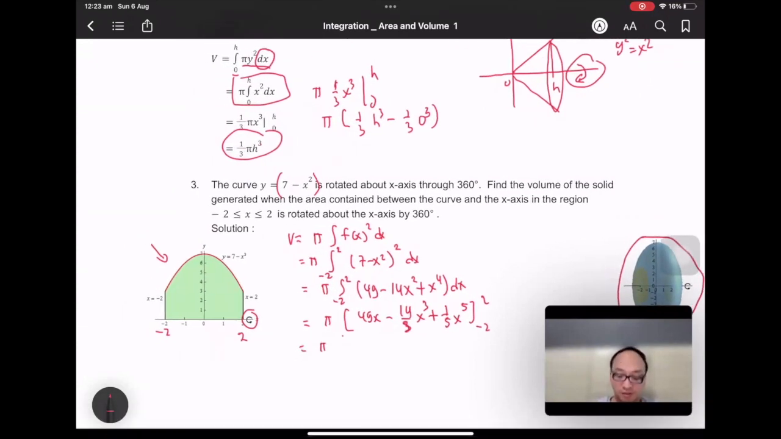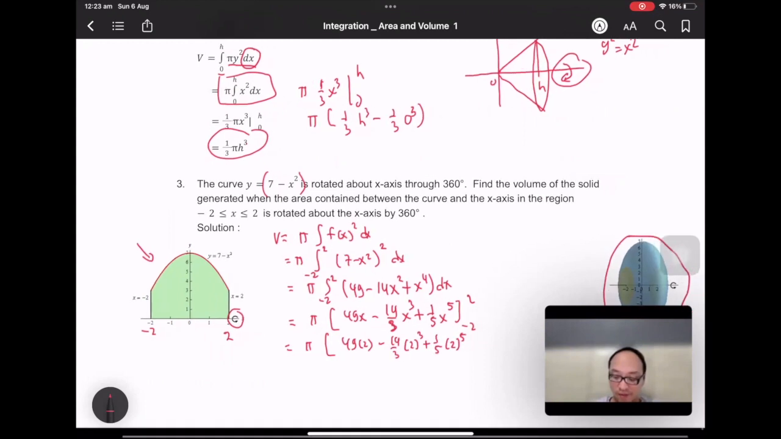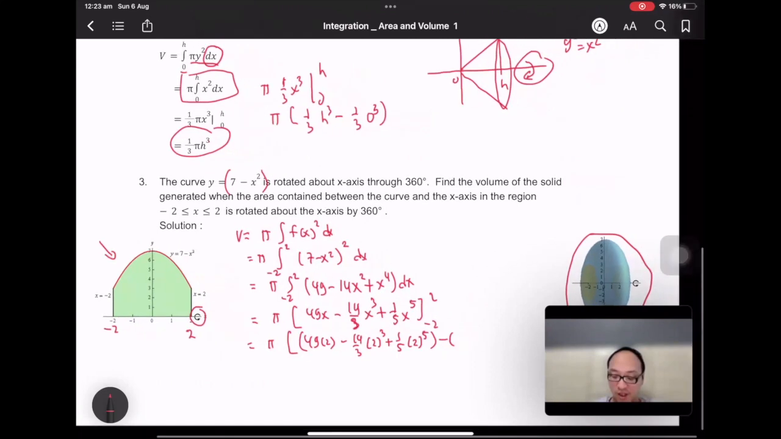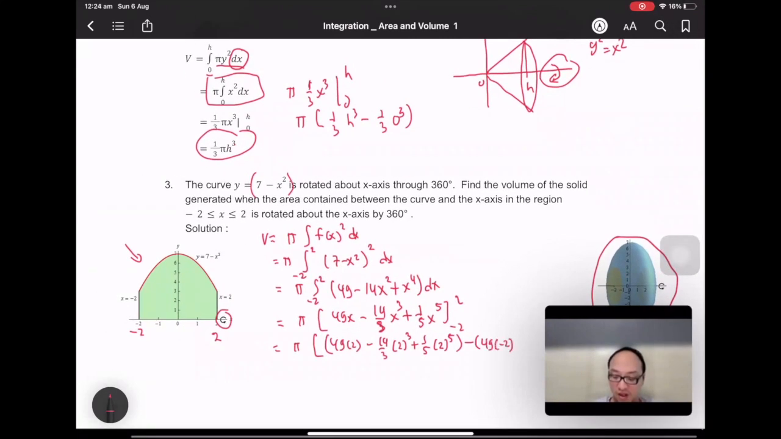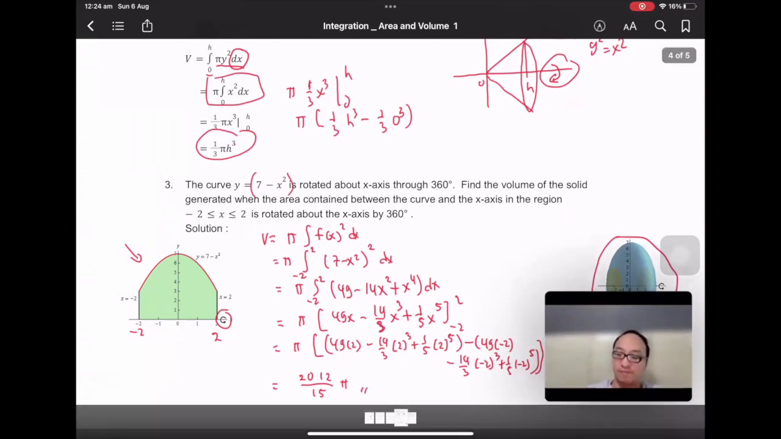Pi times, okay, this is 49 times 2 minus 14/3 times 2 cubed plus 1/5 times 2 to the fifth. I put a bracket, minus, with 49 times -2 and then -14/3 times -2 cubed plus 1/5 times -2 to the fifth. And the result will be equal to 2012 over 15 pi. That's it. So this is the final answer, the volume.